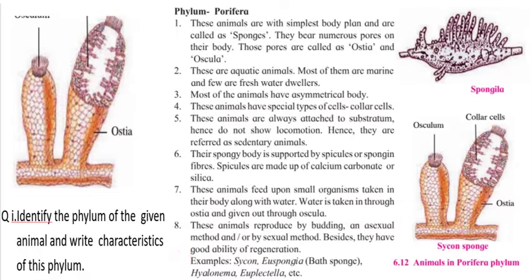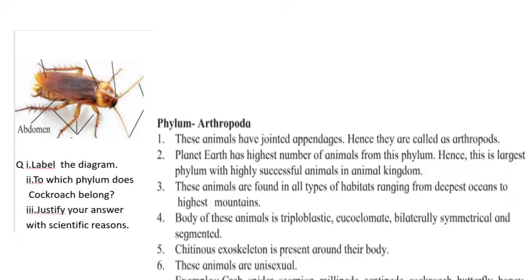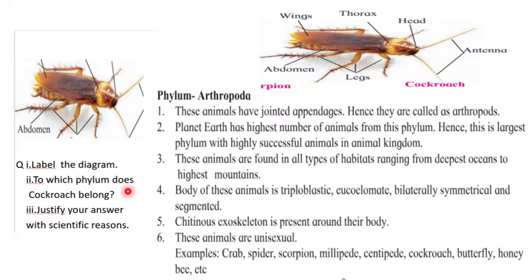Friends, let us move to our next diagram based question. This diagram based question is very important. Let us first label the diagram. These are the antennae, this is the head, this is the thorax, these are the wings and these are the legs.